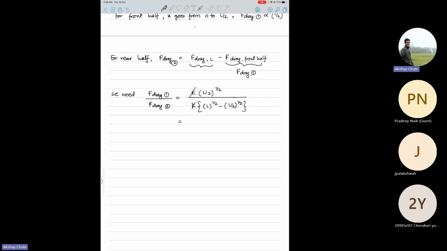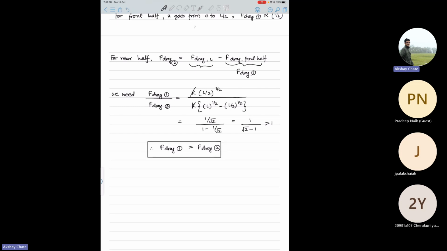And if you simplify this, what do you get? Here it will be 1 by root 2, because this is the square root of that, and in the denominator you have 1 minus 1 by root 2. If you further simplify, this becomes 1 over root 2 minus 1. We know that root 2 is 1.4, and you can do the calculation, but this ratio is greater than 1, because it will be 1 by 0.4, that is greater than 1, right? Therefore, drag on the first part is greater than the drag on the second part, and this is a very important observation.